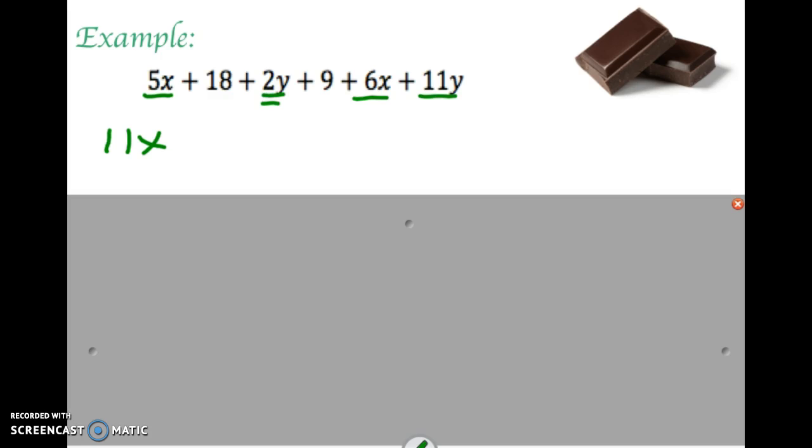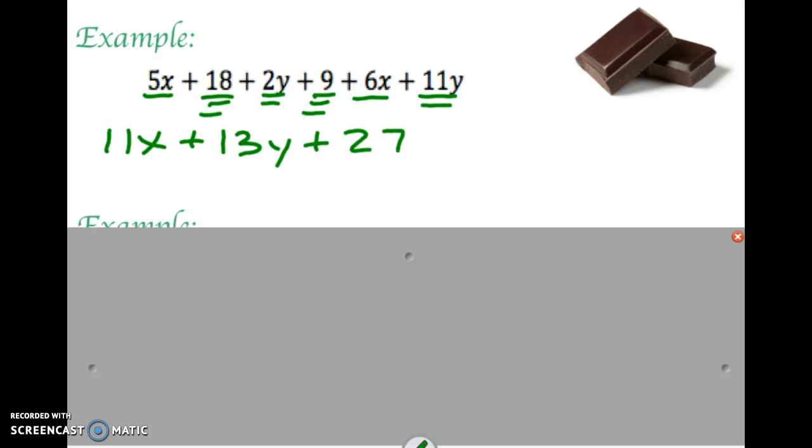We got a 2y and an 11y. 2 plus 11 would be 13, so we'll have 13 times y. If we look at the constants, we got 18 and 9. The 18 plus 9 would be 27. So we've simplified our algebraic expression.